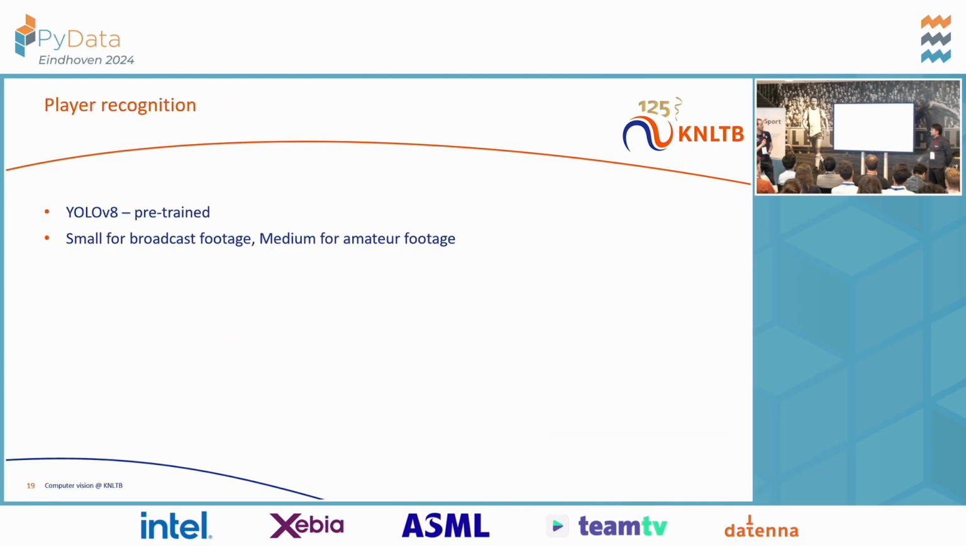Then the next step is player detection, player recognition. We use a YOLOv8 model from Ultralytics. It's pre-trained, and we saw very good results there, so we didn't feel the need to do custom training for our situation. However, it also offers different model sizes, and generally we can use the small one for broadcast footage. When the quality of the video goes down, we sometimes look at medium or large size models.